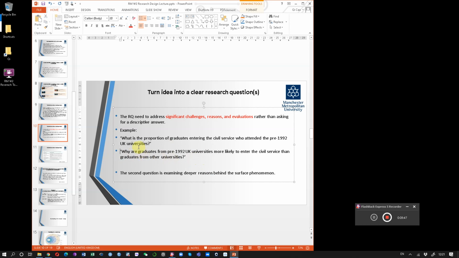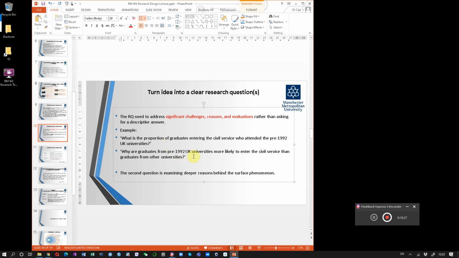Why is that? Because it's not just a question of the proportion of graduates. Otherwise, this question could be answered really straightforwardly, like 12.3%, and that's it. You don't need to write an article about it. It's a descriptive question. It has just one answer, and that's not what we're trying to do here. What we're trying to do is find out the reason behind it, the comparison behind it, and what conclusions we could draw from it.